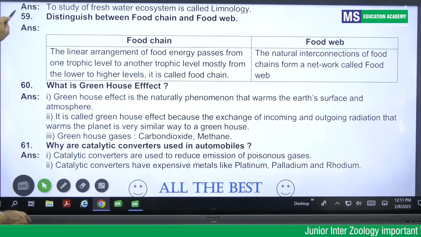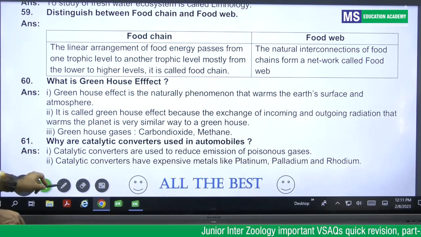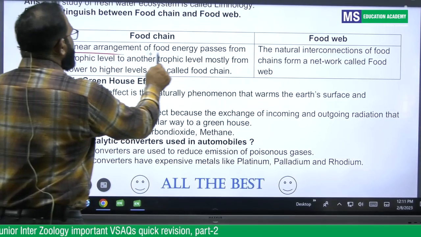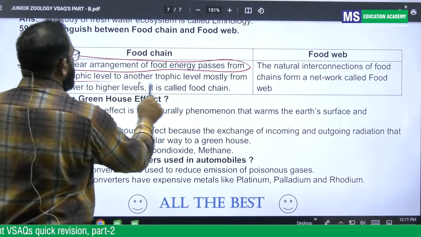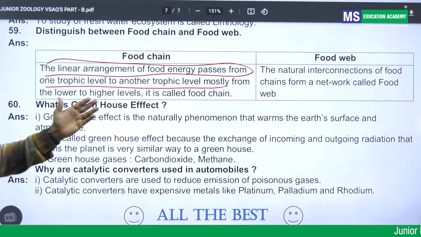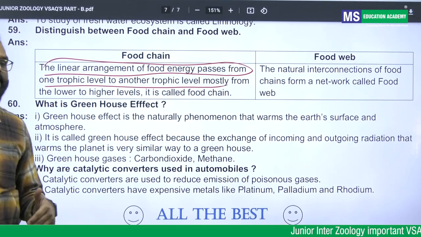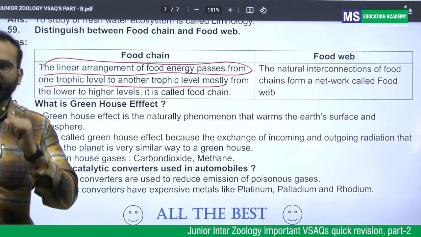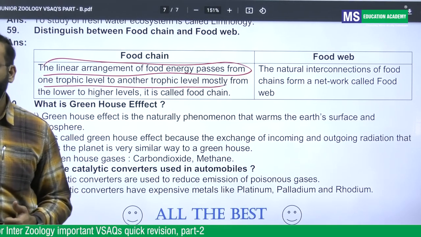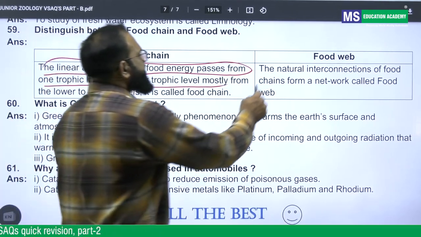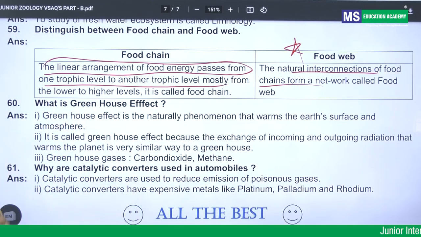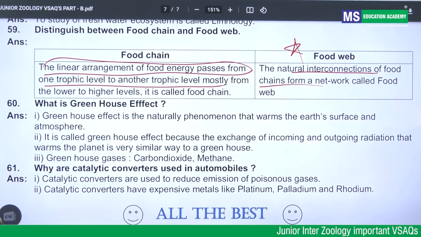Another important question, students: distinguish between food chain and food web. The linear arrangement through which food energy passes from one trophic level to another, from lower to higher trophic levels, is called food chain. Food chains can even be asked as an 8 marks question, students. You need to be ready with that answer. What is food web? The interconnection of many food chains is called food web.